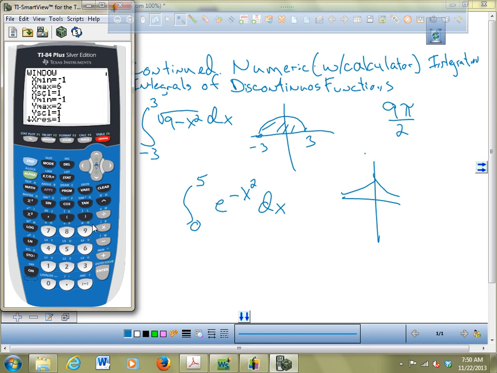So you kind of have to have some idea of what your graph looks like before you do it. And does it actually hit the x-axis? If I plug in a big number, do I get a 0? Okay, so I'm going to show you another way to do it.